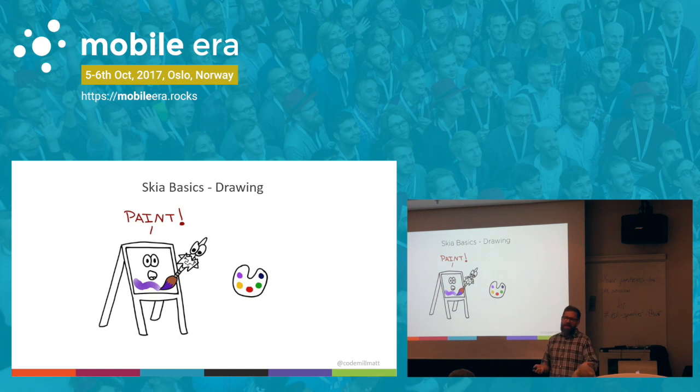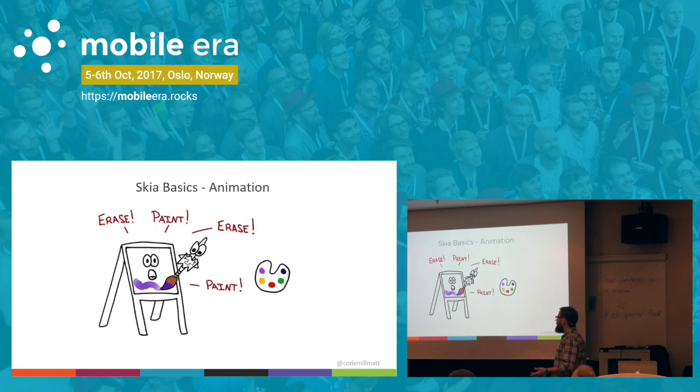But then how do you actually animate that? Well, you just have the canvas start yelling erase, paint, erase, paint. Then every time the paint is yelled, the paintbrush changes its directions just a little bit. So every time it's erased, the paint directions change, and you get the illusion of animation going on, because the directions are changed just that little bit.